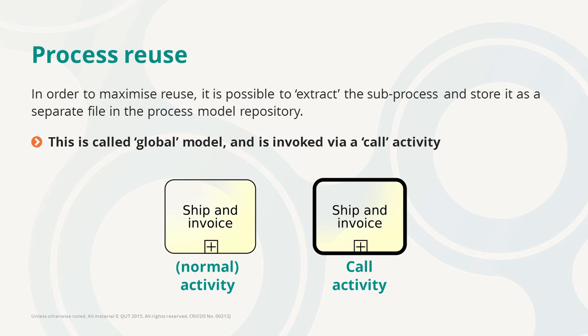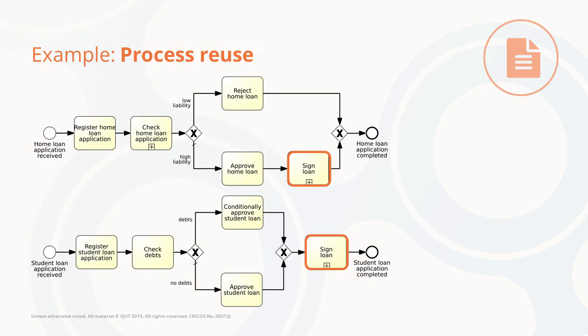But let's take a look at an example. In the context of a financial organization that provides various loan products, we can see two root process models, one for approving home loan applications and the other for approving student loan applications.